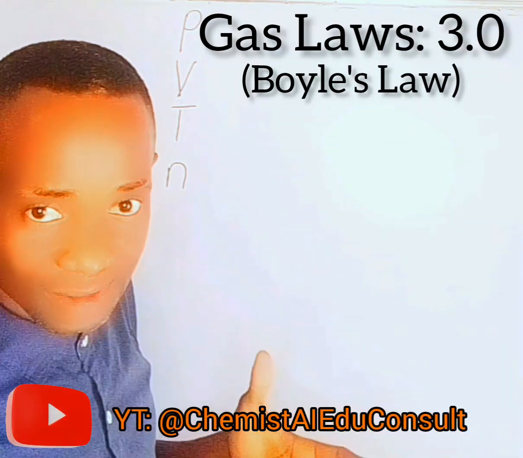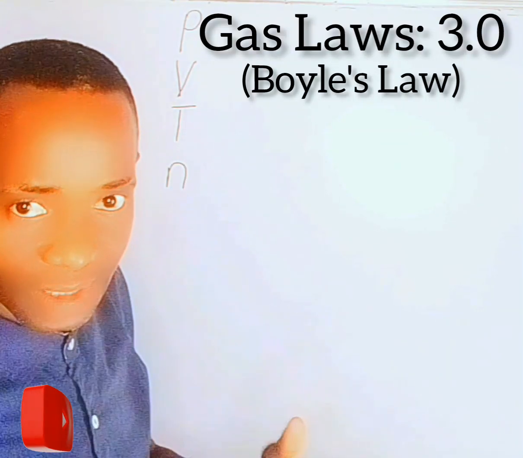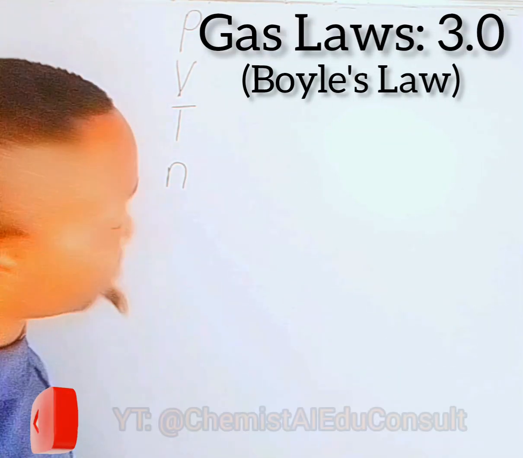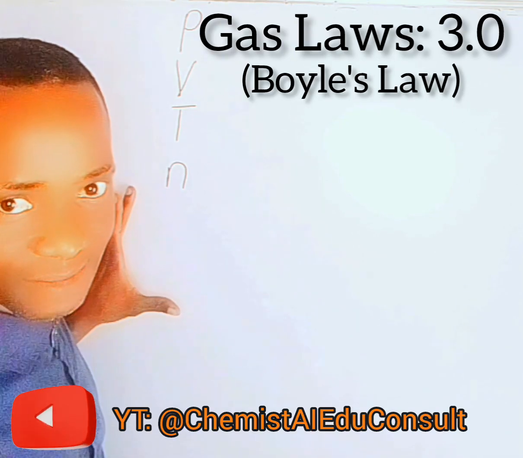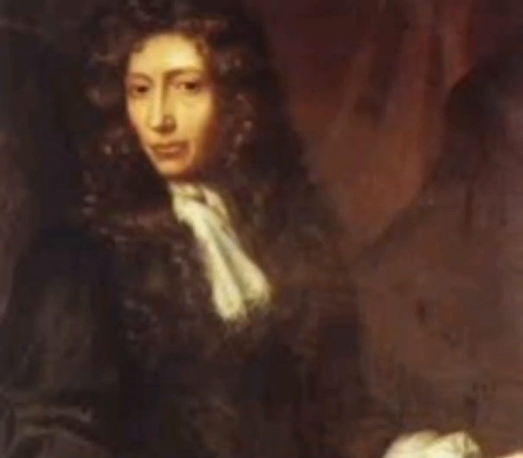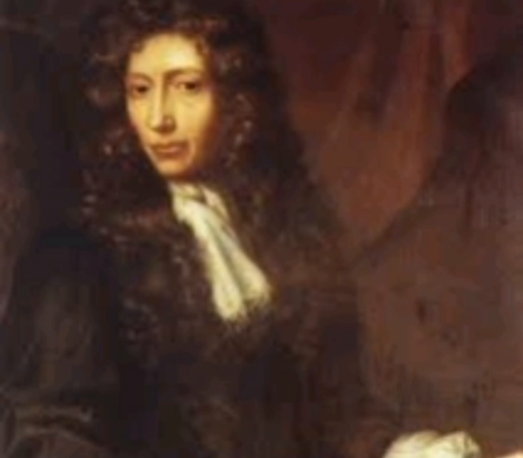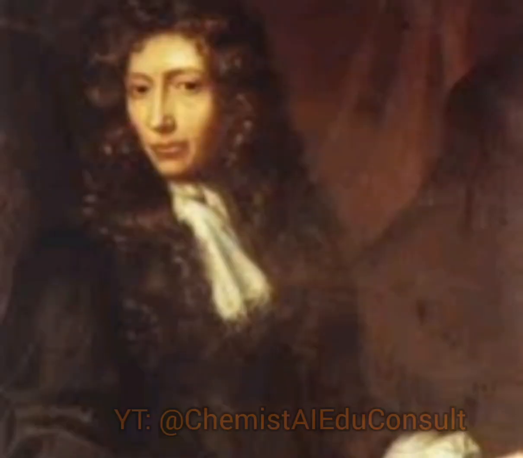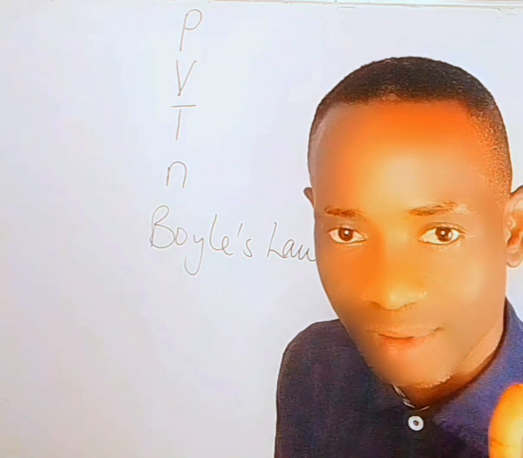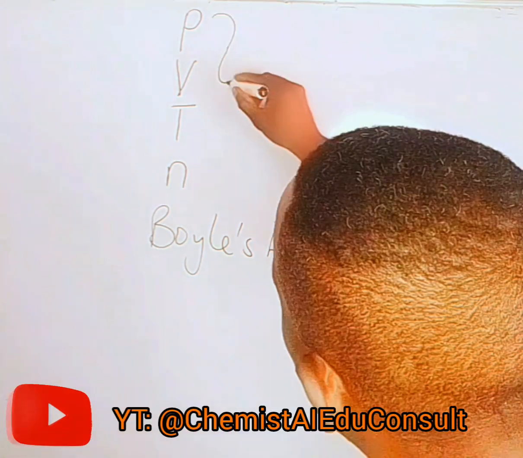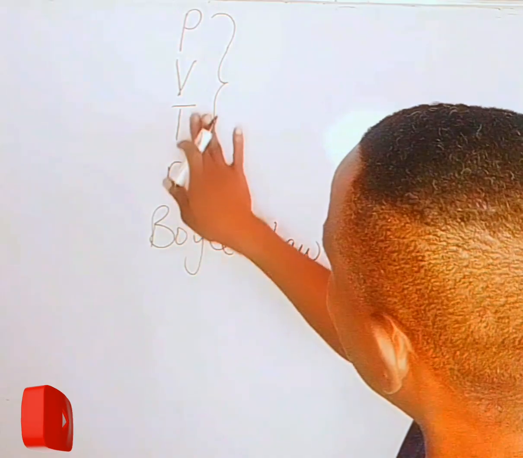There are many scientists that proposed laws that guide how these variables change in a gas. One of those scientists is Robert Boyle. In 1662, Robert Boyle developed a gas law known as Boyle's law. Robert Boyle actually focused on three variables, and the three variables are pressure, volume, and temperature.